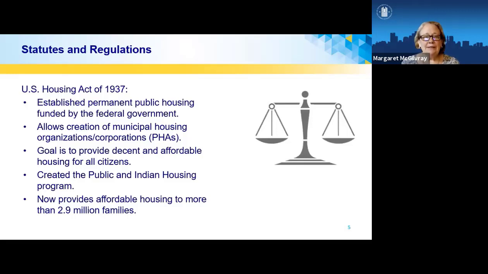So we like to give you a little bit of history behind public housing. As you may know, it began in the 1930s with actually the 1937 Housing Act that established permanent public housing from the federal government. In the beginning, the goal was to provide decent, safe, and sanitary rental housing to low-income families. And that is still the goal to this day. And this housing was and is still owned by public housing authorities, or what we refer to as PHAs.